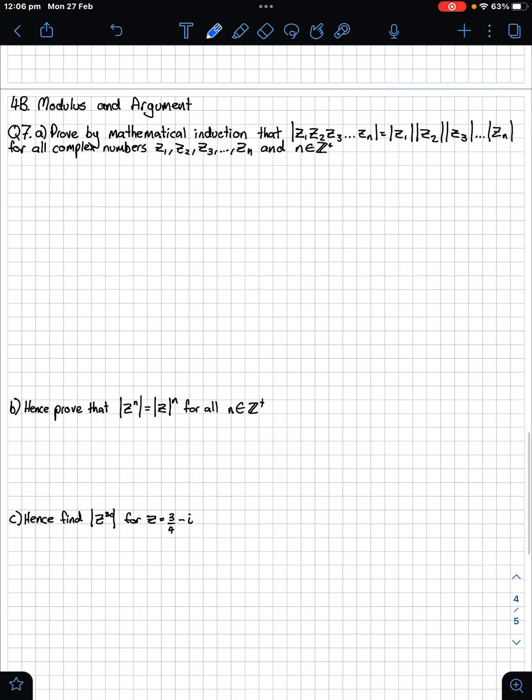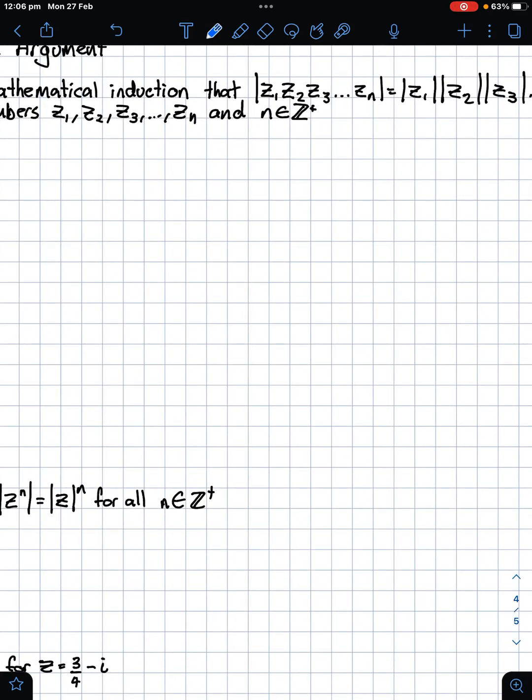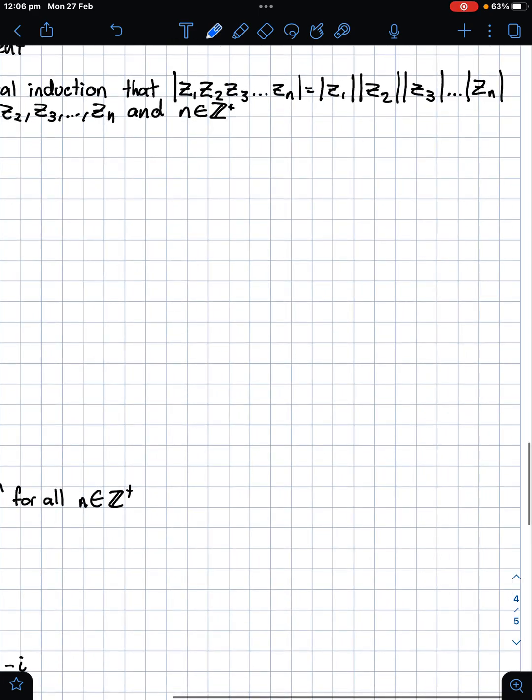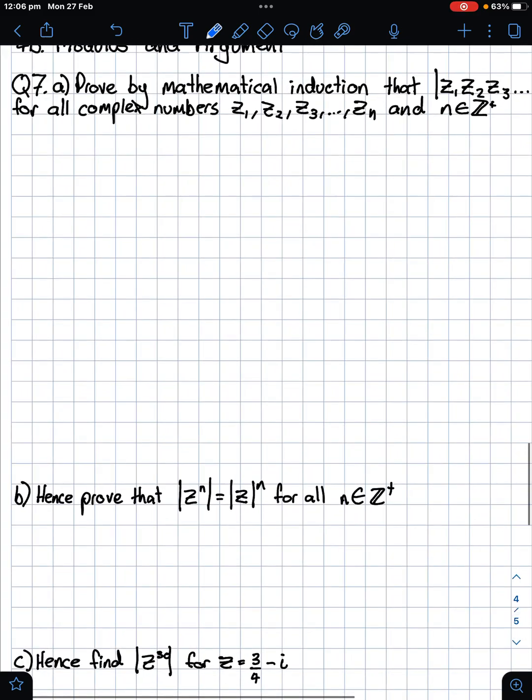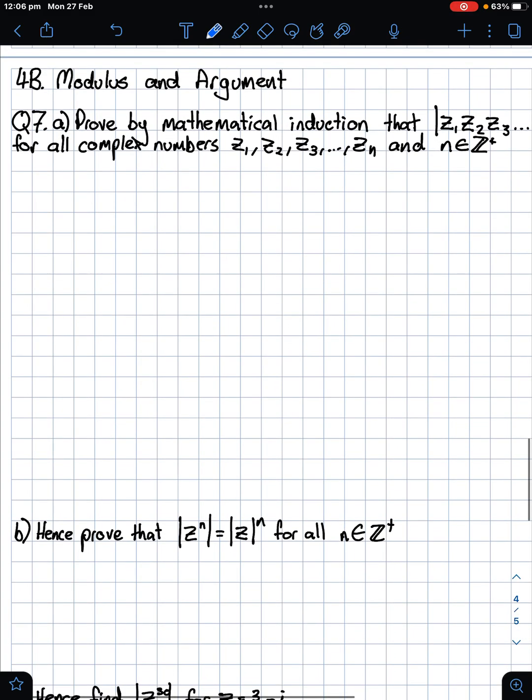All right, so quickly going over this question in modulus and argument. Prove by mathematical induction that the modulus of z1 times z2 times z3, all the way up to zn, equals the same product if we multiplied it in parts of the absolute value for all these complex numbers.